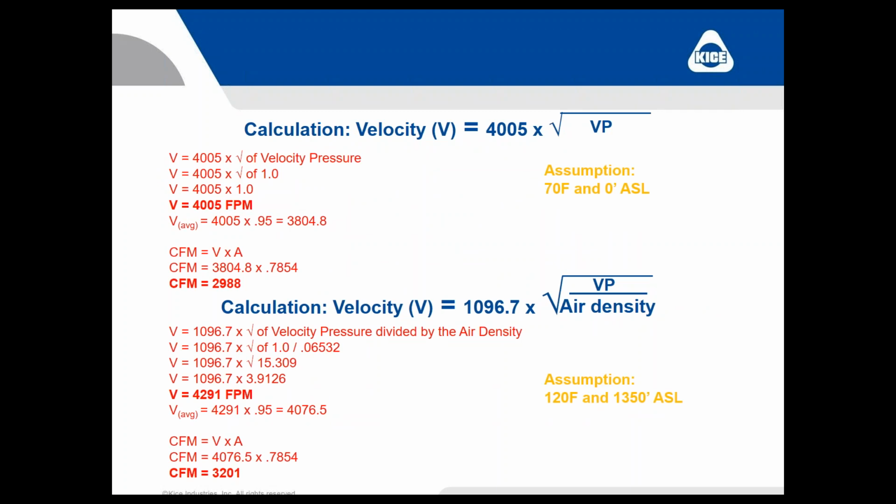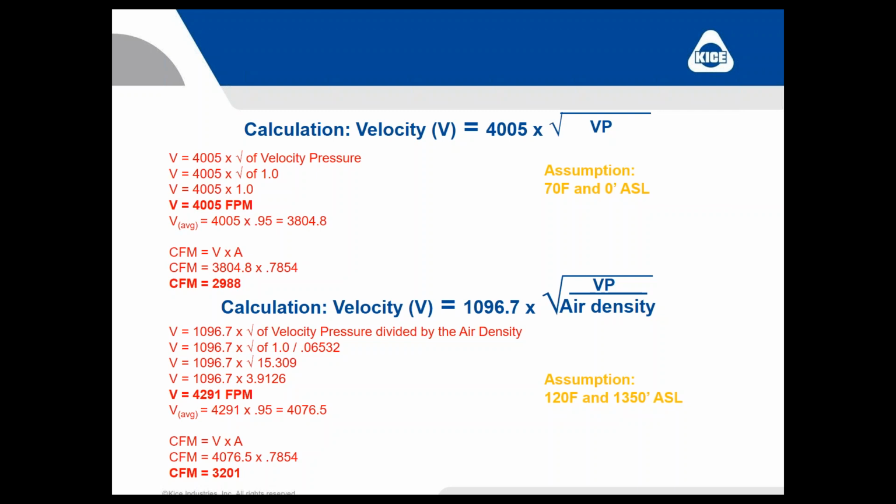We're going to do a couple examples here. The first one is based on 70 degrees and 0 feet above sea level. That calculation for velocity was 4,005 times the square root of the velocity pressure. We had data sheets that helped us correct that and show us that on a few slides earlier. So V equals 4,005 times the square root of the velocity pressure. Let's say we measured 1 as the velocity pressure. 4,005 times 1, 4,005 feet per minute.